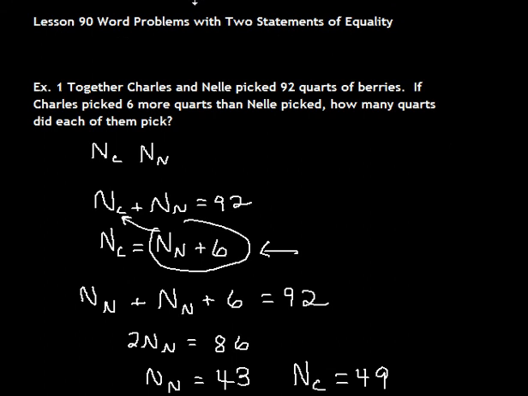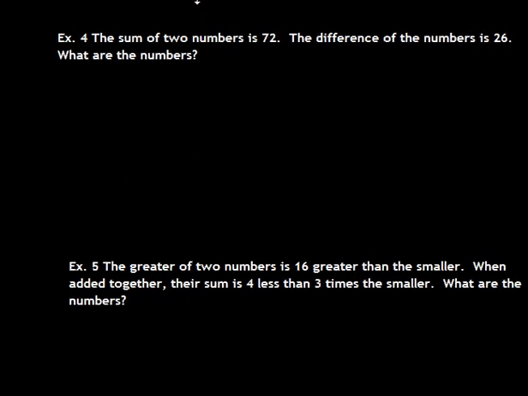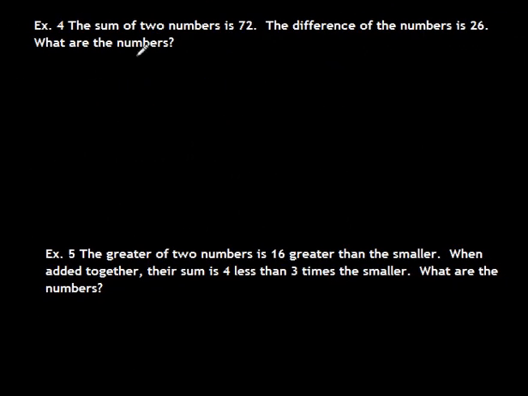Example 4. Hold on a second. There's 5 examples. The sum of two numbers is 72. The difference of the numbers is 26. What are the numbers? Okay, the thing with number problems is you have to let L equal the larger number, or greater, whatever you want to call it. This is our greater number, because you don't want to be subtracting the greater number from the smaller number. Greater and smaller. So you have to designate which variable is the larger and which is the smaller.